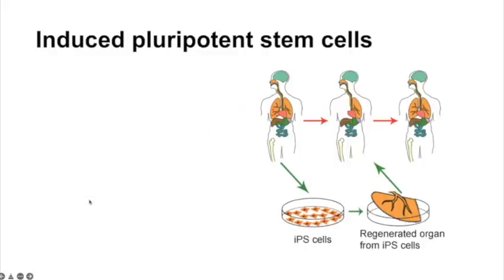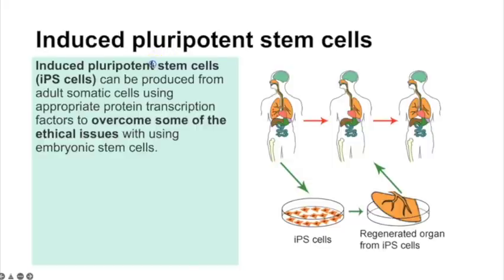Now, there are quite a few ethical issues with using pluripotent stem cells from embryos, and that is why induced pluripotent stem cells are now used. So these can be produced from adult body cells, that's what somatic means, using protein transcription factors to overcome the ethical issues.